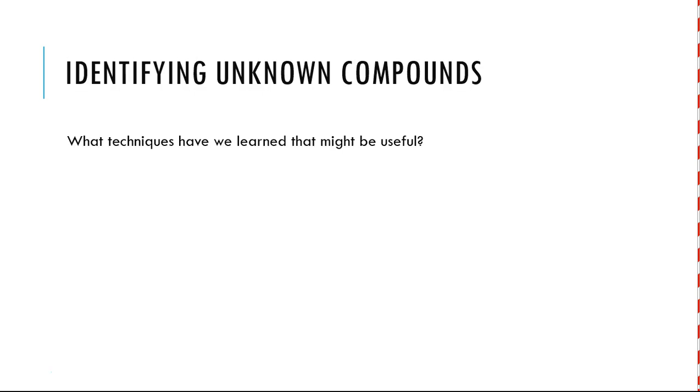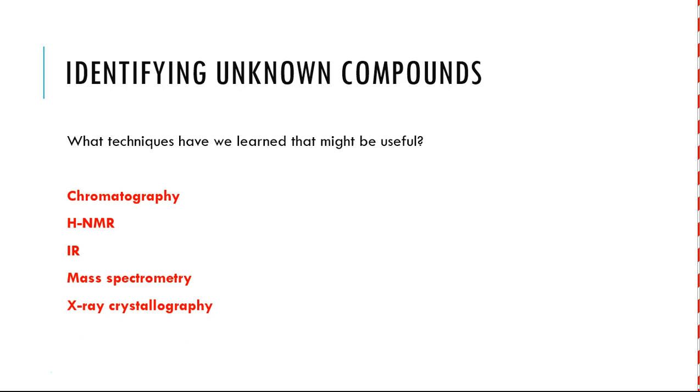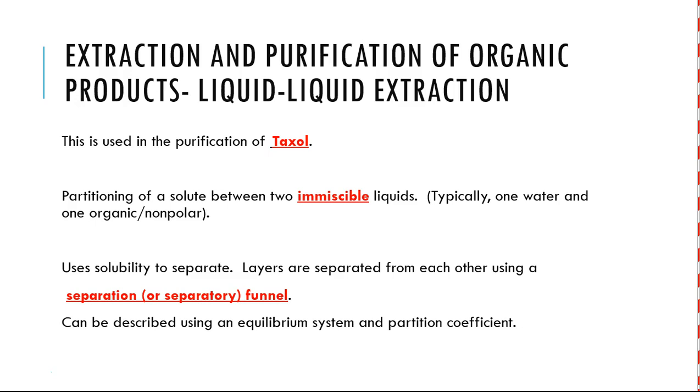All right, so let's talk about drug detection. Now, when we identify unknown compounds, we've already talked about several techniques that might be useful. So we talked about chromatography, and we'll talk a little bit more about that in this discussion. We've talked about HNMR, we've talked about infrared spectroscopy, we've talked about mass spectrometry, and X-ray crystallography. So all of these techniques also play a role here. So you may want to go back and review some of that from earlier so that you can answer any questions that are related.